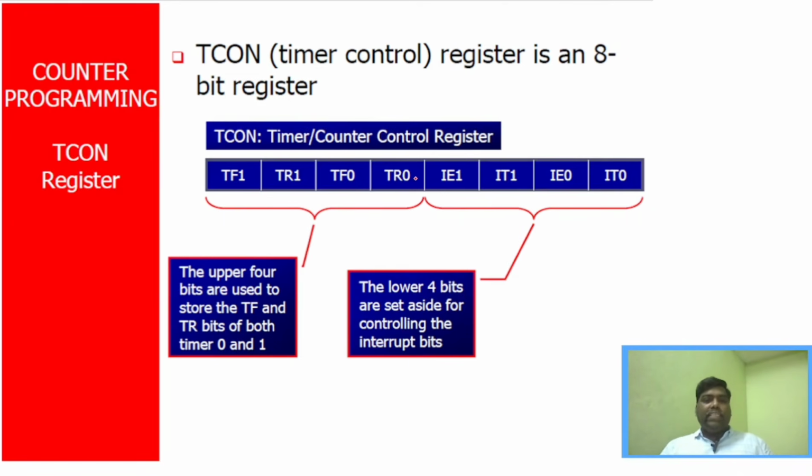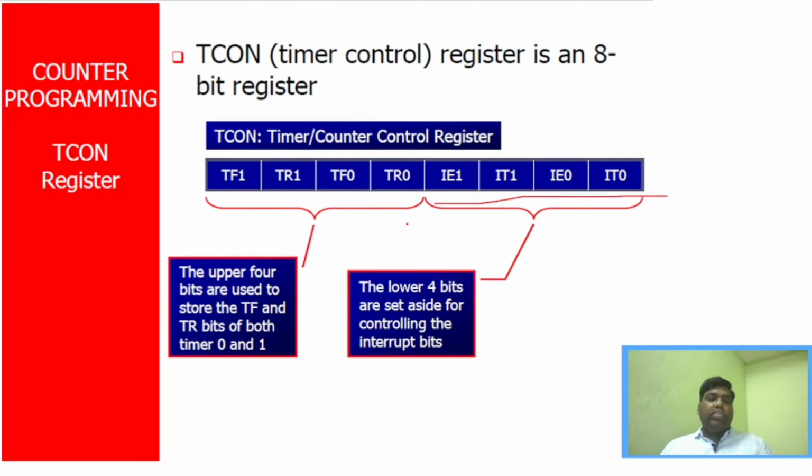Now this is the TCON register. You can see that in the TCON register you have 8 bits, D0 to D7, and I'll explain one by one here. The lower 4 bits, you can see, are set for controlling the interrupt bits. We will see what an interrupt is in depth in the next videos. So this part is about the interrupts.